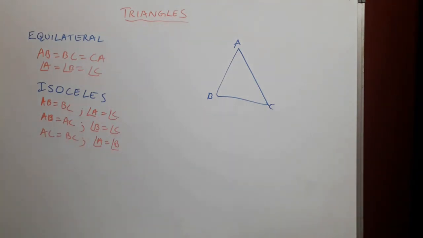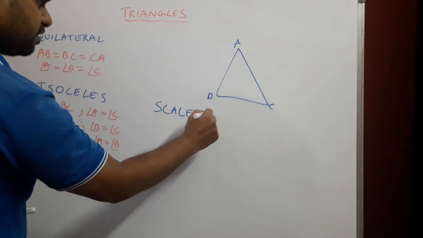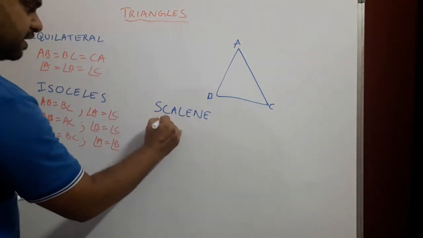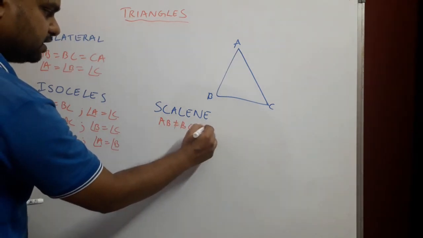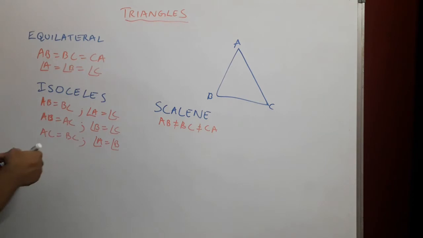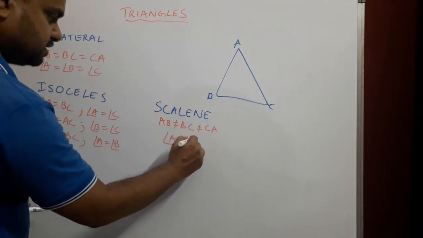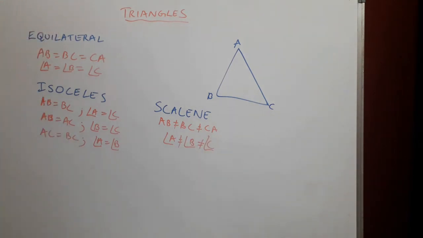And in case of a scalene triangle, we have just made a note that none of the sides will be equal to each other, nor will any of the angles be equal to each other. Fine.